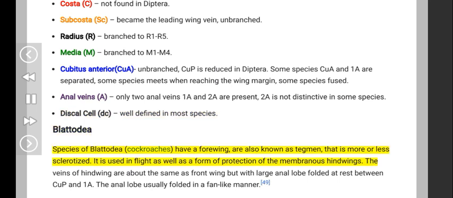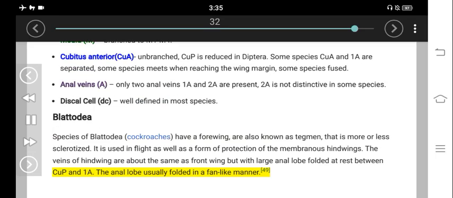Blattodea. Species of Blattodea, cockroaches, have a forewing, also known as tegmen, that is more or less sclerotized. It is used in flight as well as a form of protection of the membranous hind wings. The veins of hindwing are about the same as front wing but with a large anal lobe folded at rest between CuP and 1A. The anal lobe is usually folded in a fan-like manner.